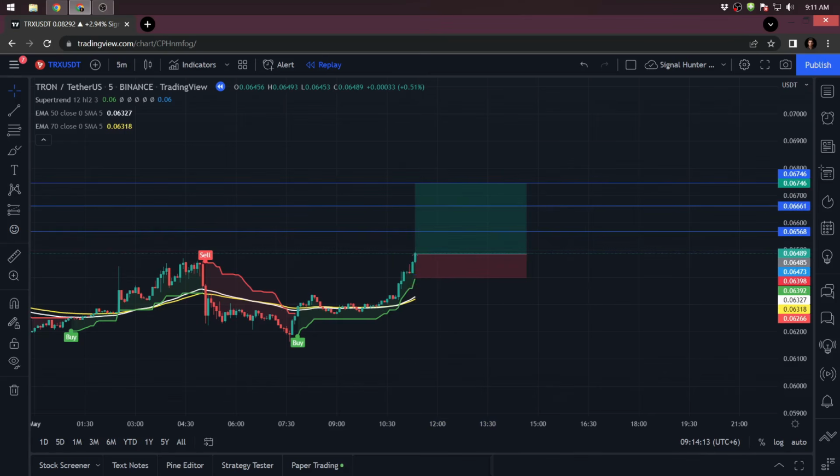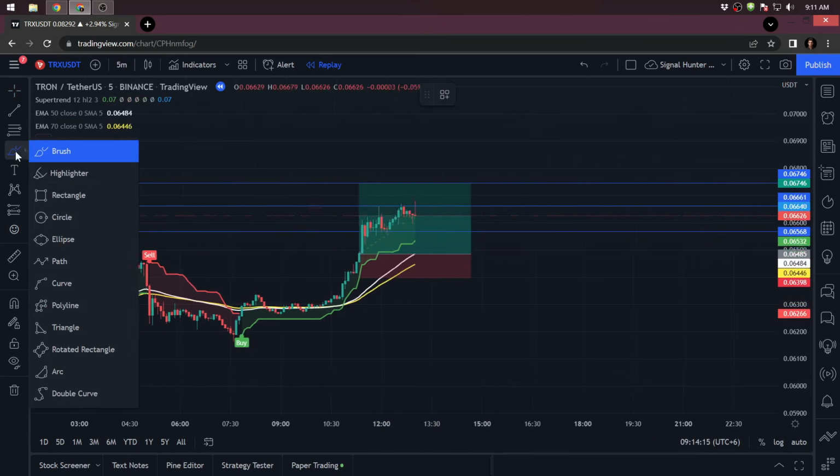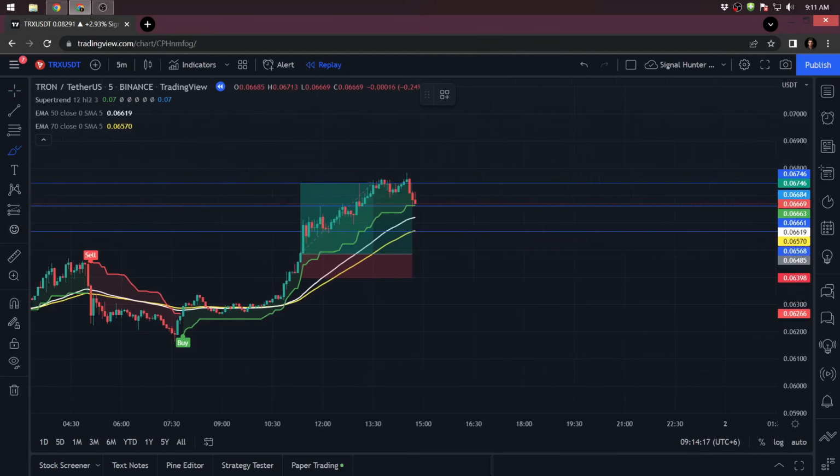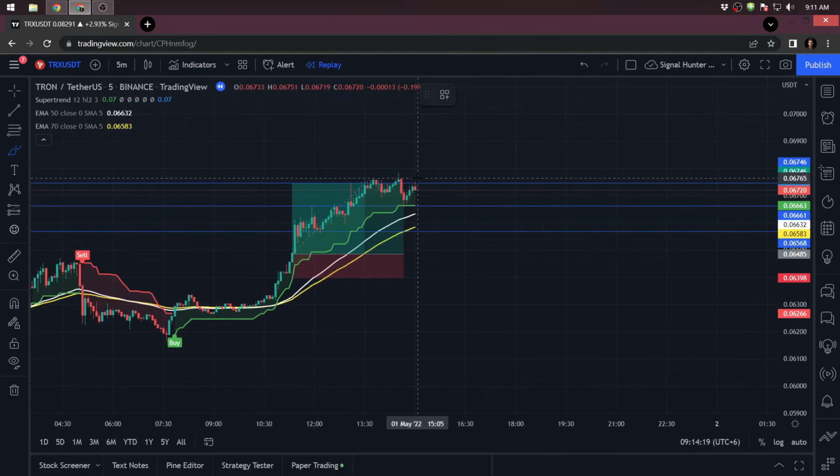And if I see after a few candles the price successfully hit our profit target 1, profit target 2 and profit target 3, and it counts as a successful trade. So now let's go with another example.